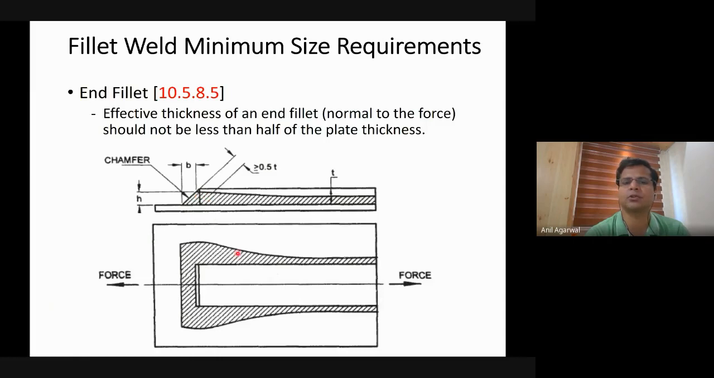It should not happen that you come with a small size weld all the way up to here and then suddenly increase the weld size at this edge. You have to do a gradual transition from the small size weld to the larger size weld. Okay, so both things are to be considered. All of these things are being taken from IS 800.